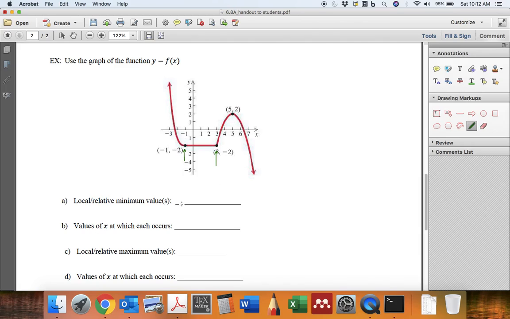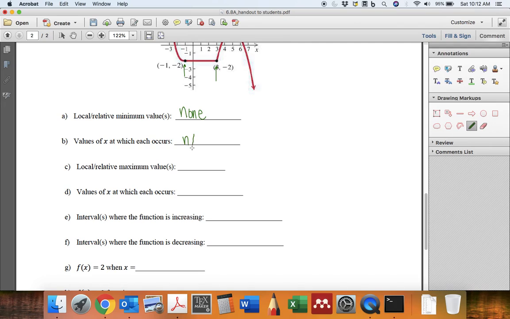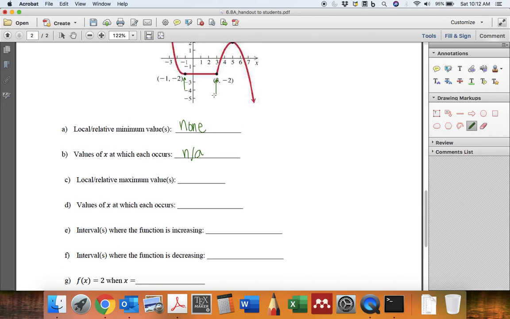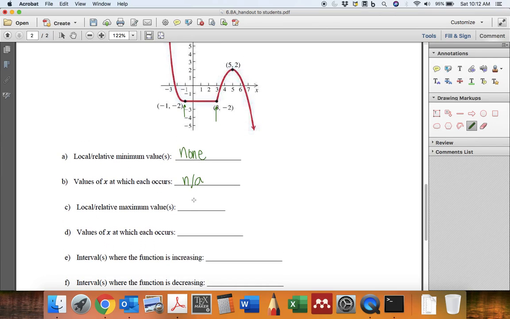So this function has no local relative minima. So this is not applicable because there's no x value, because there's no local minimum. There is a local maximum of y equals 2 that occurs at x equals 5.